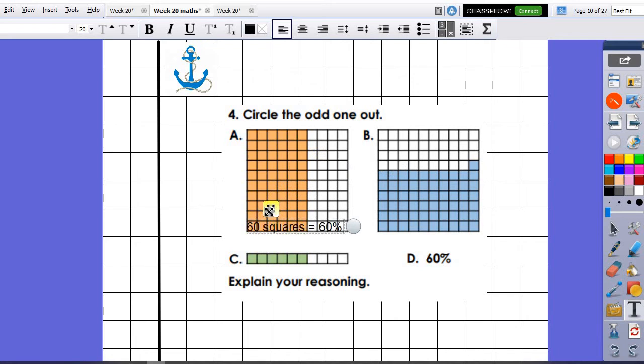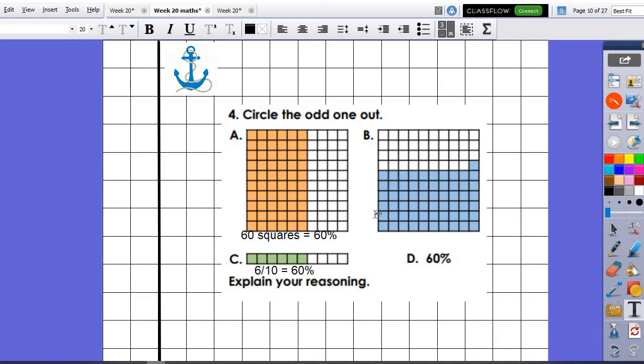Okay, that's A. Here, C, 1, 2, 3, 4, 5, 6. 6 squares out of 10 equals 60%. D, we've got 60%. So straight away, I can see B is the odd one out. I can't leave my answer just as B because I need to explain my reasoning.